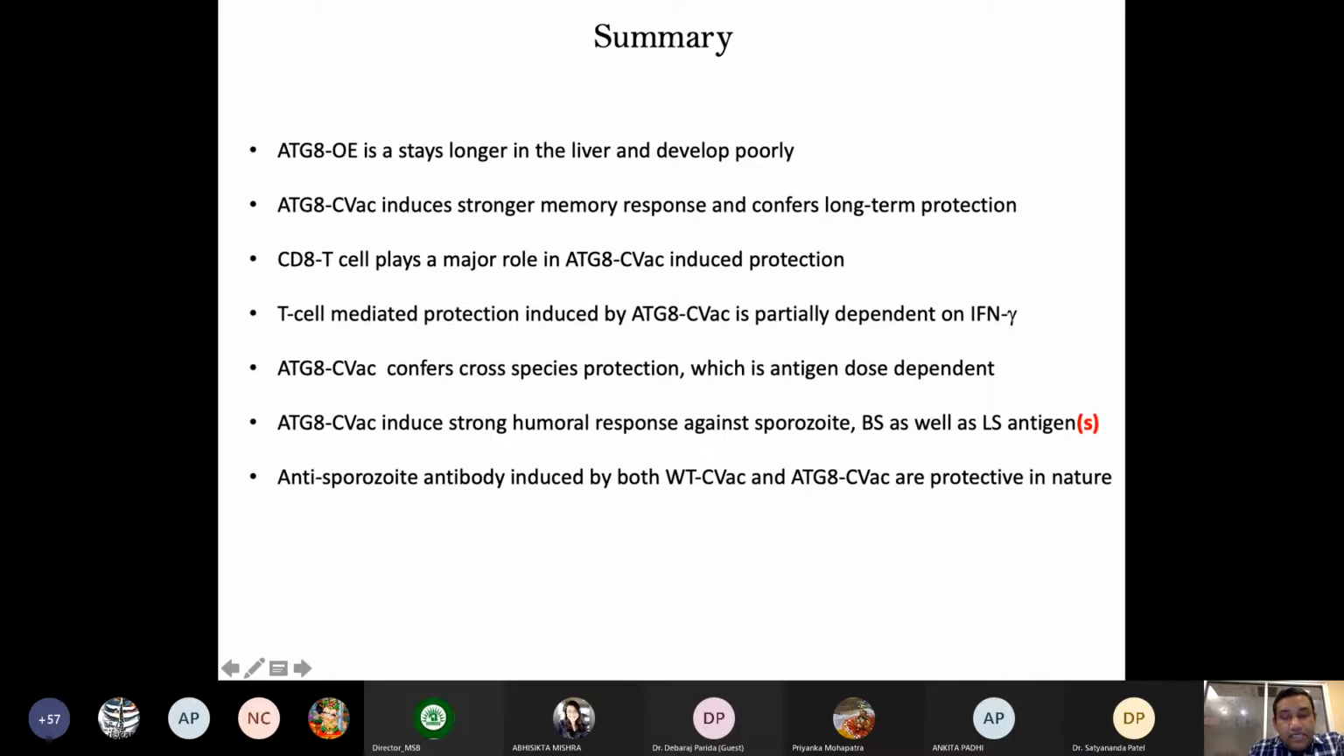And this ATG8 CVAC induces a humoral response, an antibody response that can detect antigens against all different parasitic stages, and they also protect against infection.